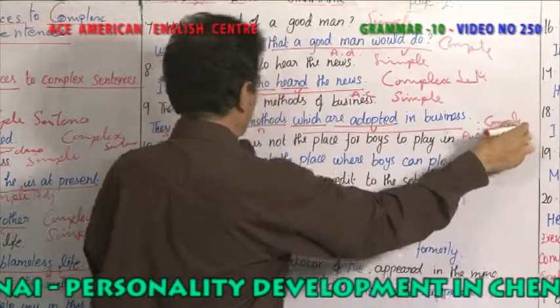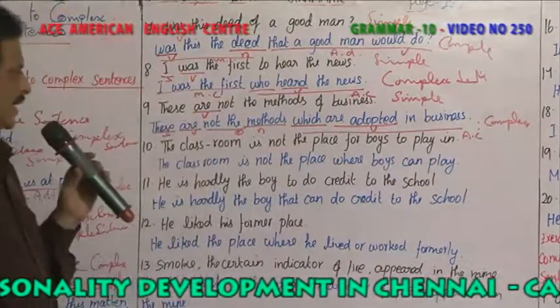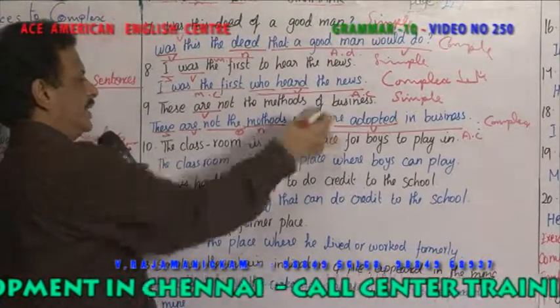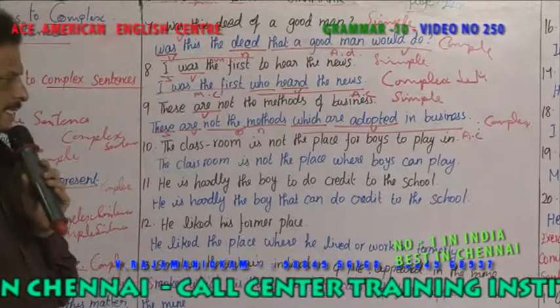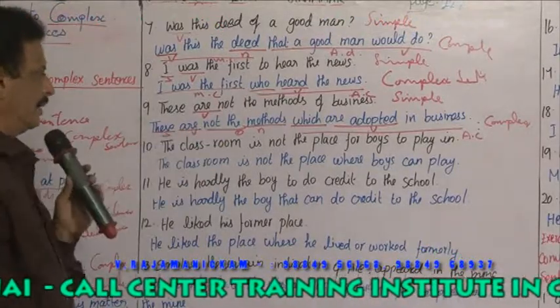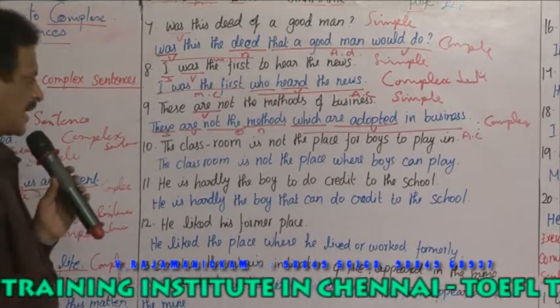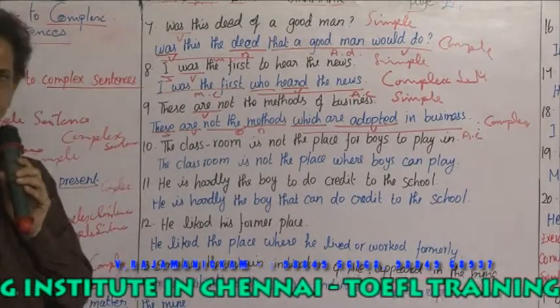So, this sentence depends upon this. They are not the methods. Right? The methods are described with which are adopted in business. So one adjective clause, one main clause. So it becomes a what? Complex sentence.